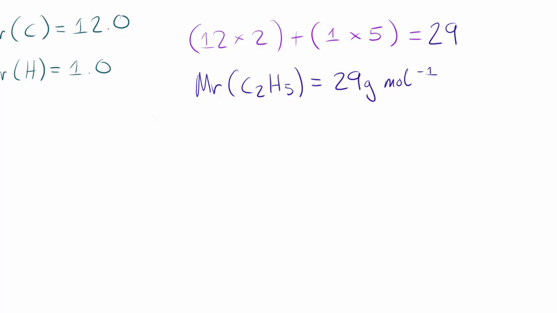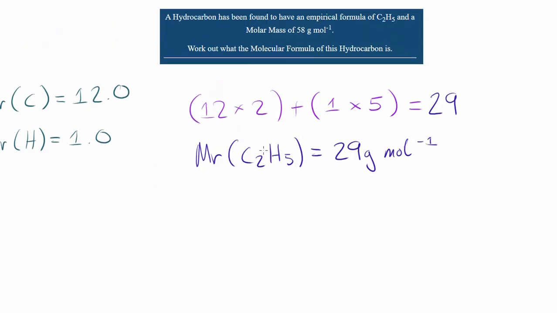So we would need to work out, well, what's the multiplier factor? What do we need to multiply each of these by to get to what the molecular formula is? From visual inspection, you can probably figure out what it is, but to approach this in a bit more of a systematic way, what I'm going to do is take the molar mass of the molecular formula and divide that by the molar mass of the empirical formula.